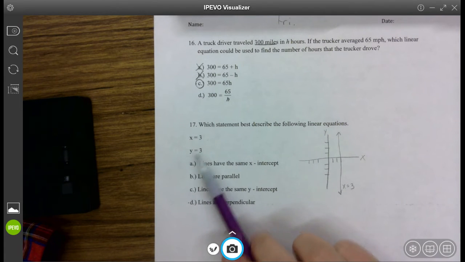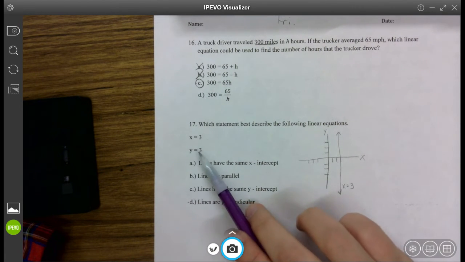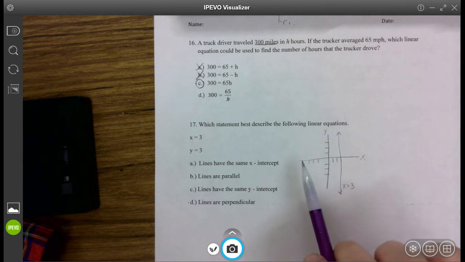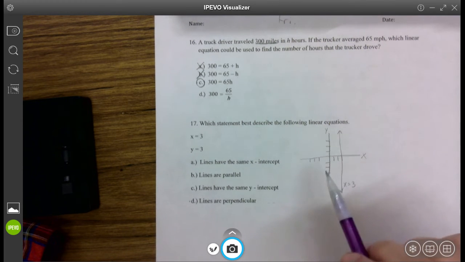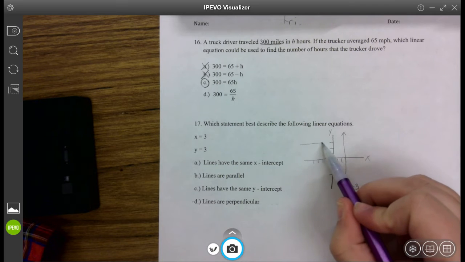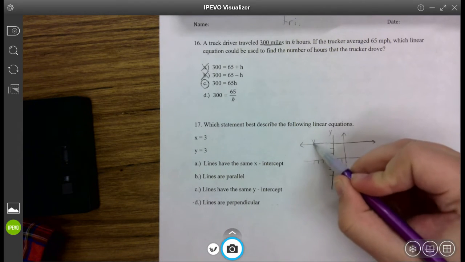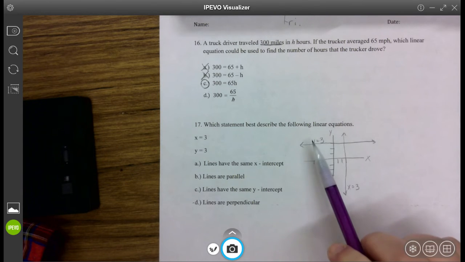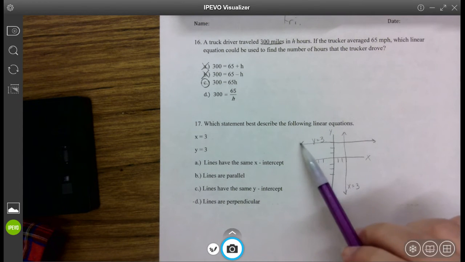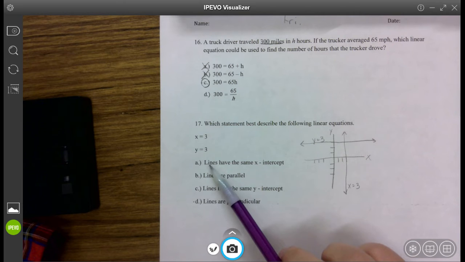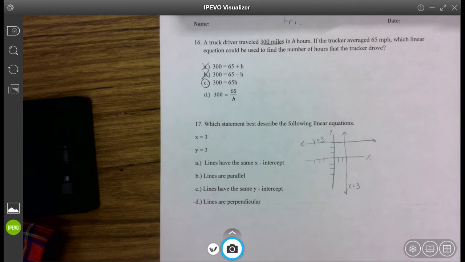Now if we look at y equals 3, all of our y values are going to be 3, but therefore our x values can change. So if we think of it like this, this is actually the line of y equals 3. This one right here. If we look, do the lines have the same x-intercept?